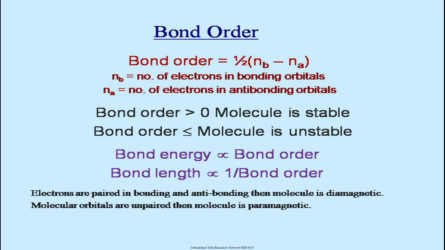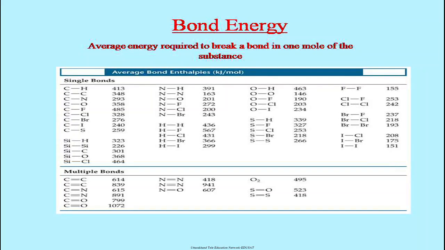If the electrons are paired in bonding and anti-bonding orbitals, then the molecule is diamagnetic. Whereas if the molecular orbitals contain unpaired electrons, then the molecule is paramagnetic. So the molecular orbital theory gives us the opportunity to calculate magnetic behavior. And what is bond energy? The bond energy is the average energy required to break a bond in a molecule of the substance.